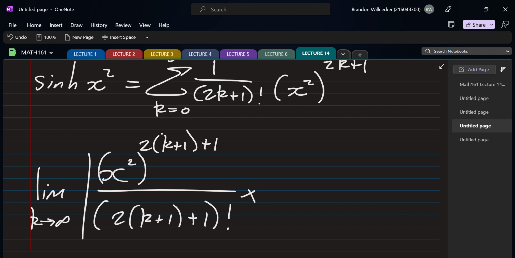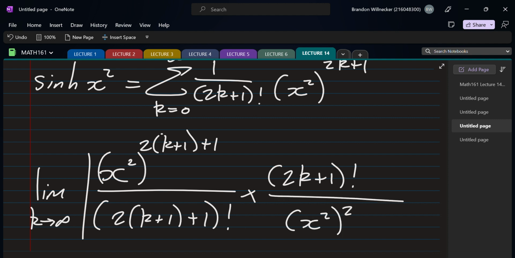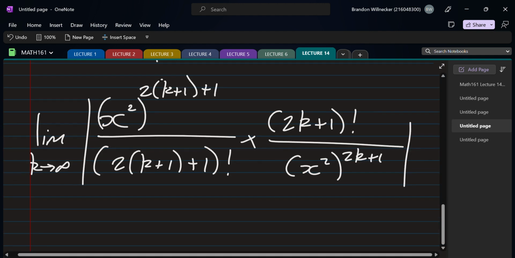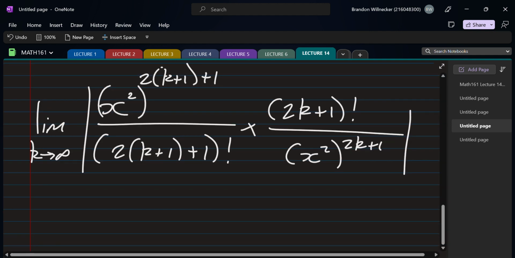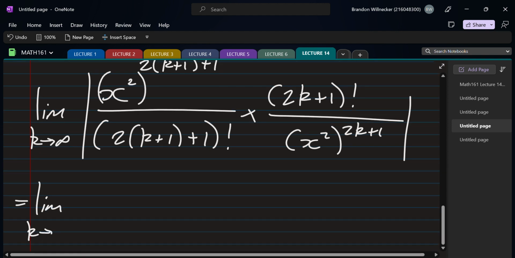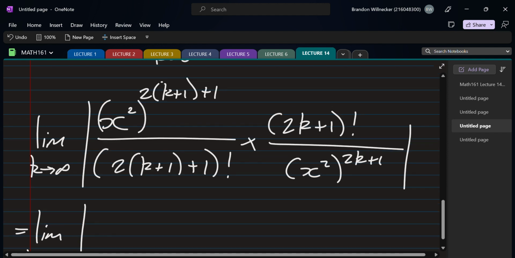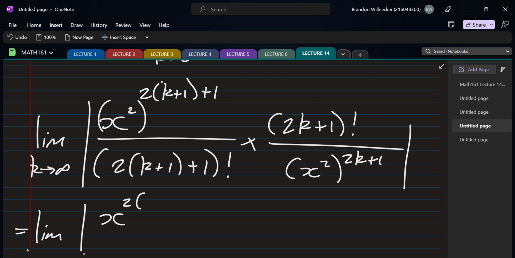Okay, then we divide by the fraction or multiply by the reciprocal. So we can write that as 2k plus 1 factorial over x squared to the 2k plus 1. Okay, so a lot of brackets here, but we'll take it a step at a time. So it will be the limit, k goes to infinity, x squared to the 2k plus 3. Okay, so it will be x to the 2k plus 3.